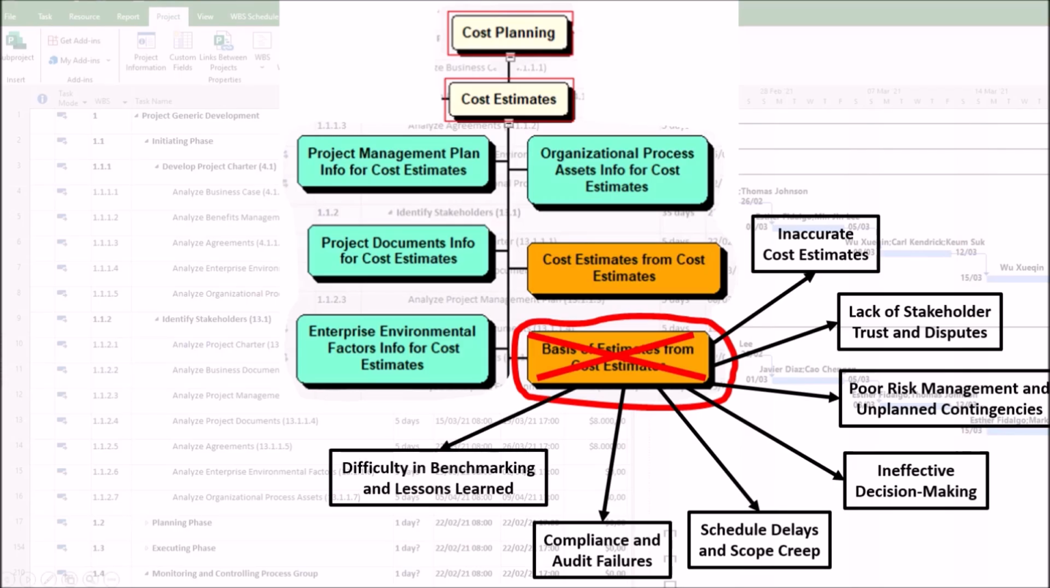7. Difficulty in benchmarking and lessons learned. A poorly structured basis of estimates provides no reliable historical data for future projects. Teams repeat the same mistakes, perpetuating cost estimation inefficiencies.